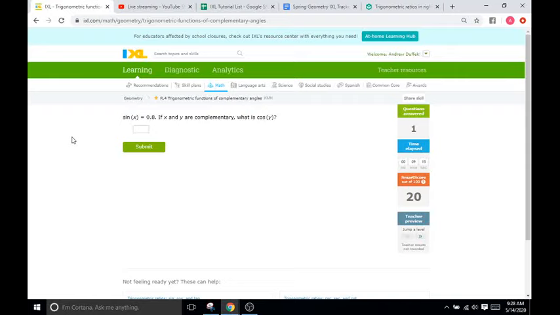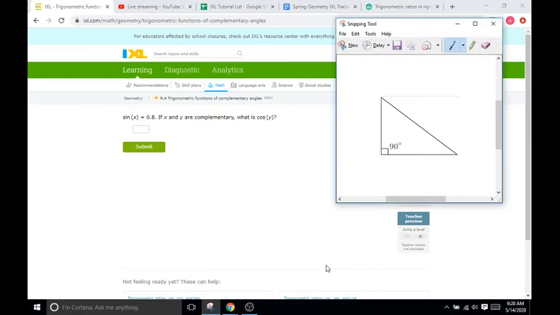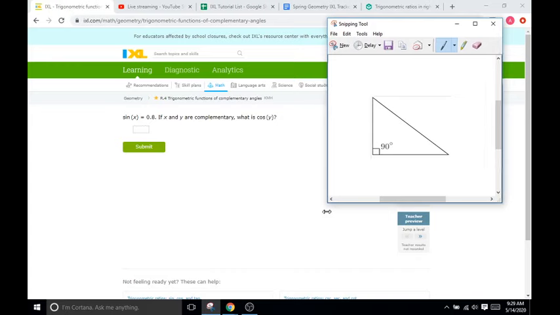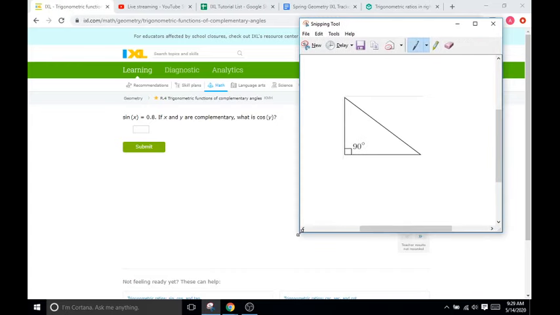This is Mr. Duffick, and today we are doing IXL Tutorial R4, which is all about trigonometric functions of complementary angles. Okay, so I want to explain something to you before we start this first problem so you understand what's going on. The title has to do with complementary angles. And remember, complementary angles, when it comes to geometry, are two angles that add up to 90 degrees. It doesn't matter where the angles are within the triangle or whatever, but if two angles add up to 90, they are going to be complementary.